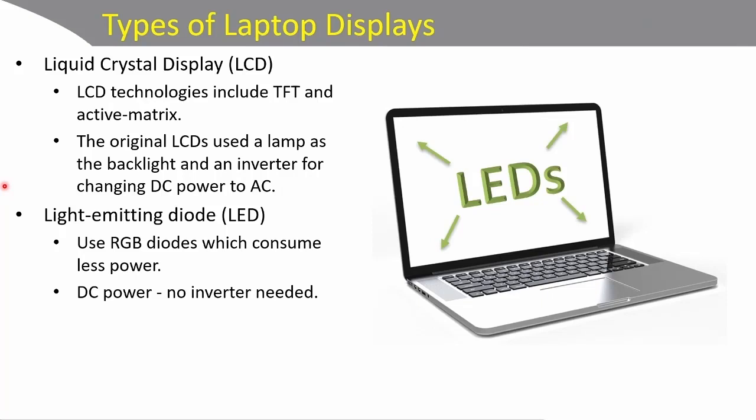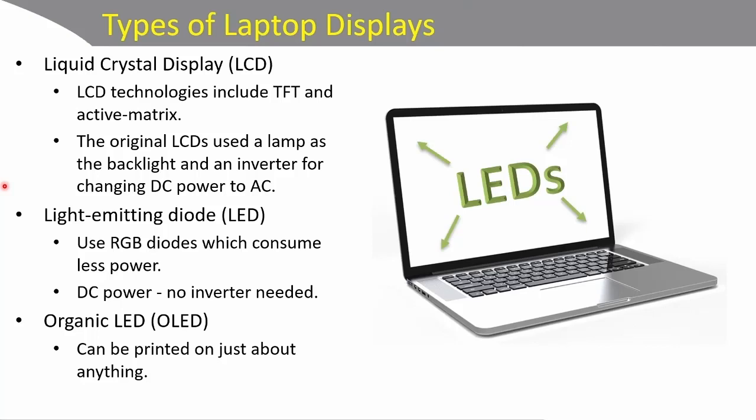A derivative of LED is organic LED, or OLED. OLEDs use different material that can be printed onto, and you can print, quote unquote, this material onto just about anything, and they can be incredibly small. As of the recording of this video, OLEDs offer the best black levels, but you might want to go with straight LED if you're more interested in brightness and possibly viewing angle. Let's take a look at an LED display, also known as an LED LCD now.